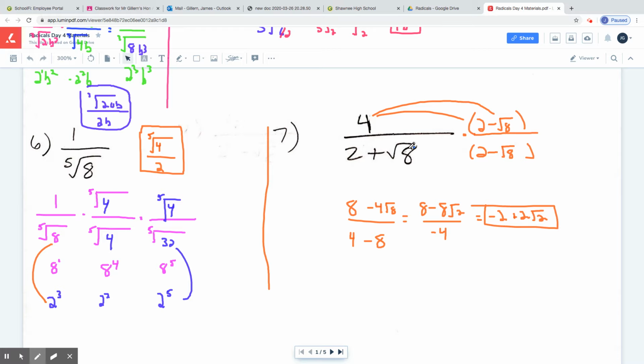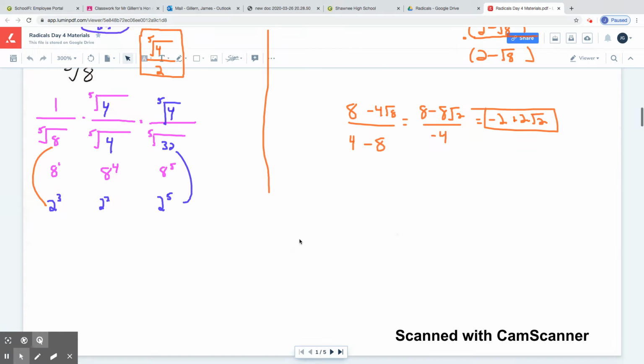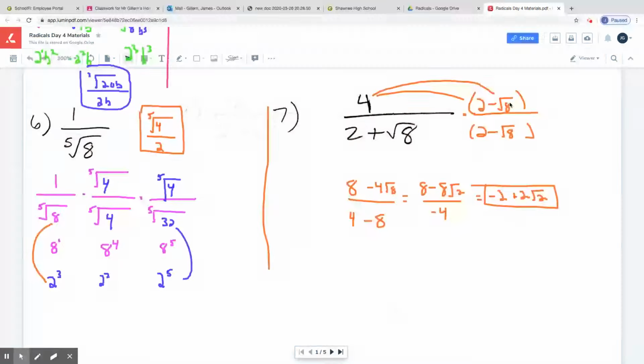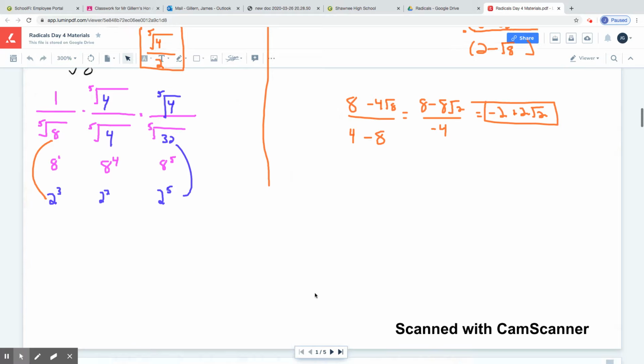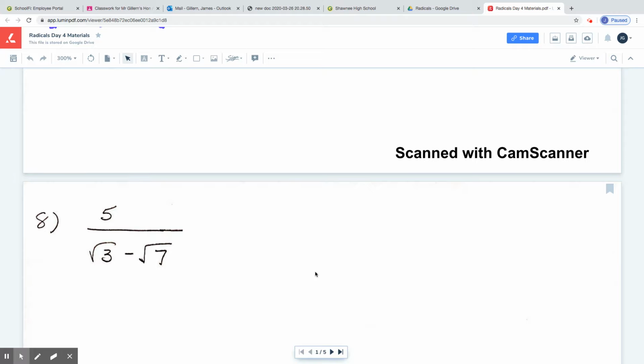If you wanted to change this to root 2, same thing ends up happening. Okay. So you get negative 2 plus 2 root 2. So you multiply by conjugates. Make sure your final answer, if you just left it with root 8, it'd be wrong because you can simplify that. Make sure that you simplify all radicals in your final answer.